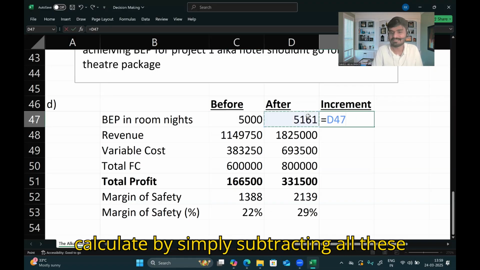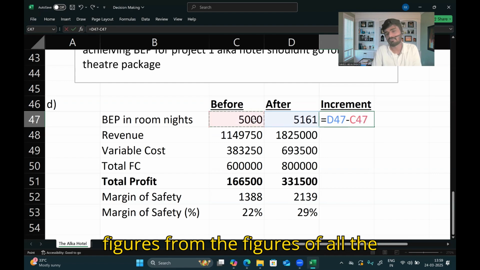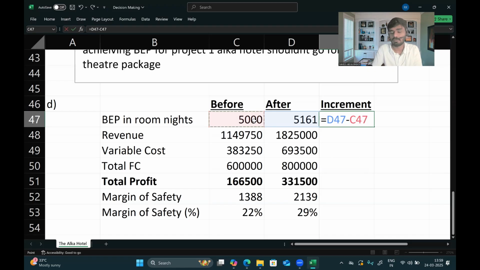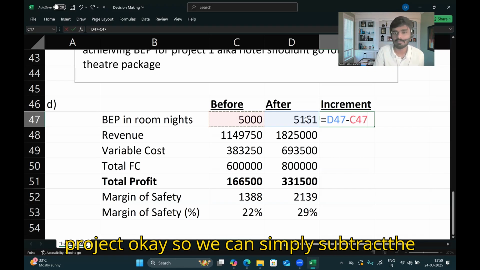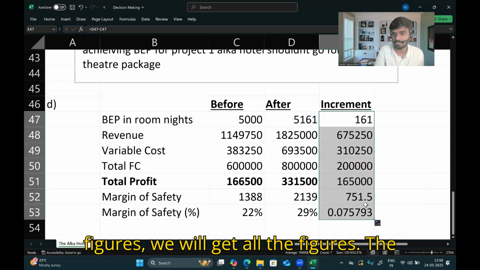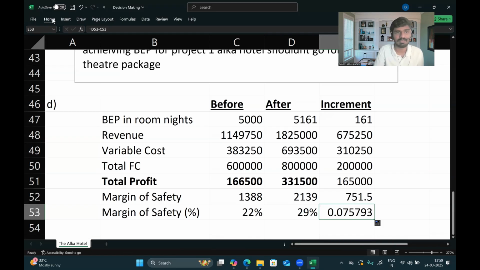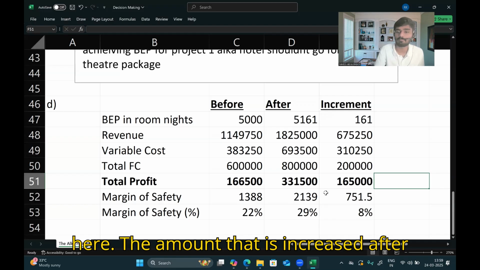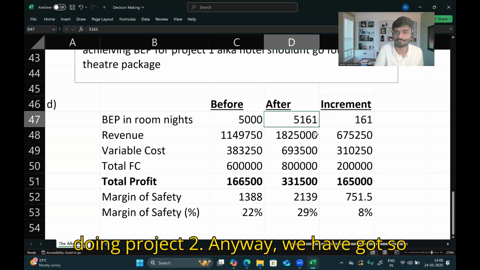We can calculate by simply subtracting all the figures from before doing the project from all the figures after doing the project. Okay, so we can simply subtract the figures. We'll get all the figures. The increment, and this is the percentage, right? So we got all the figures here, the amount that is increased after doing project 2.